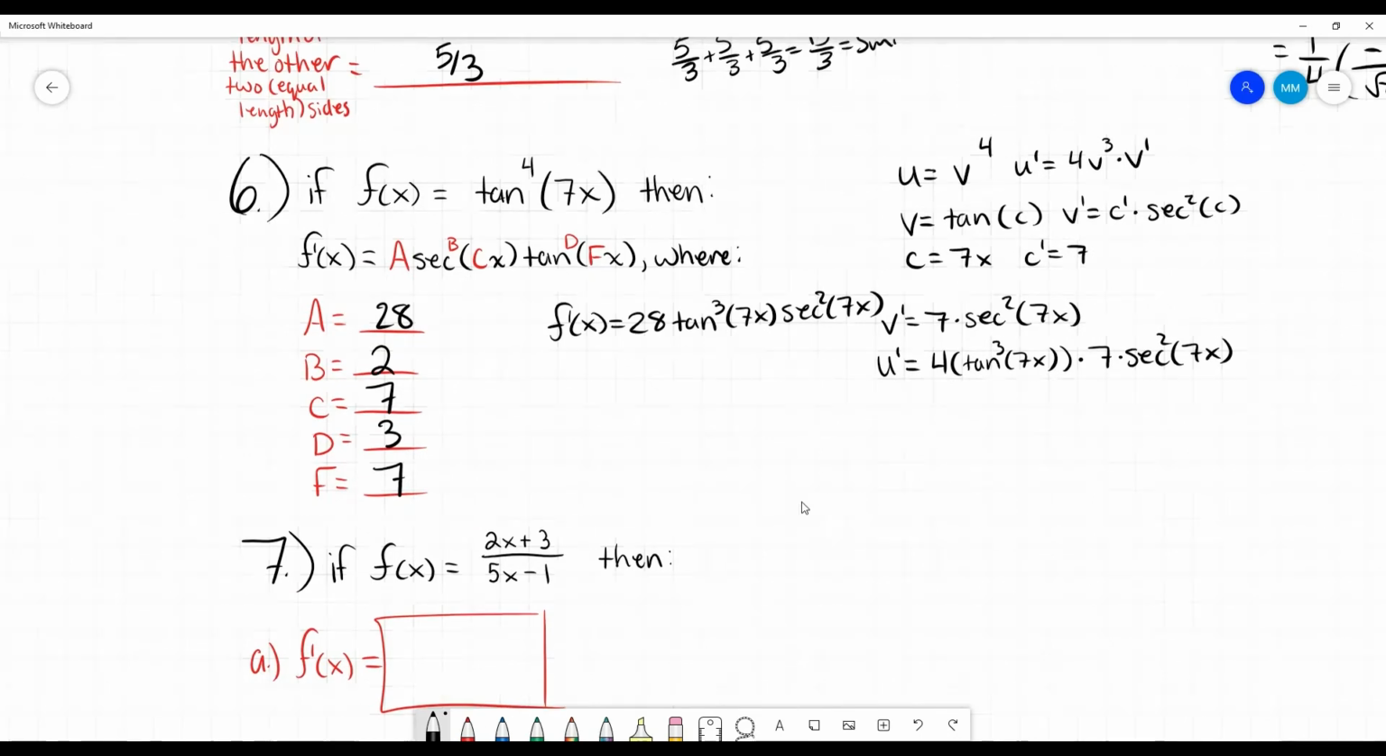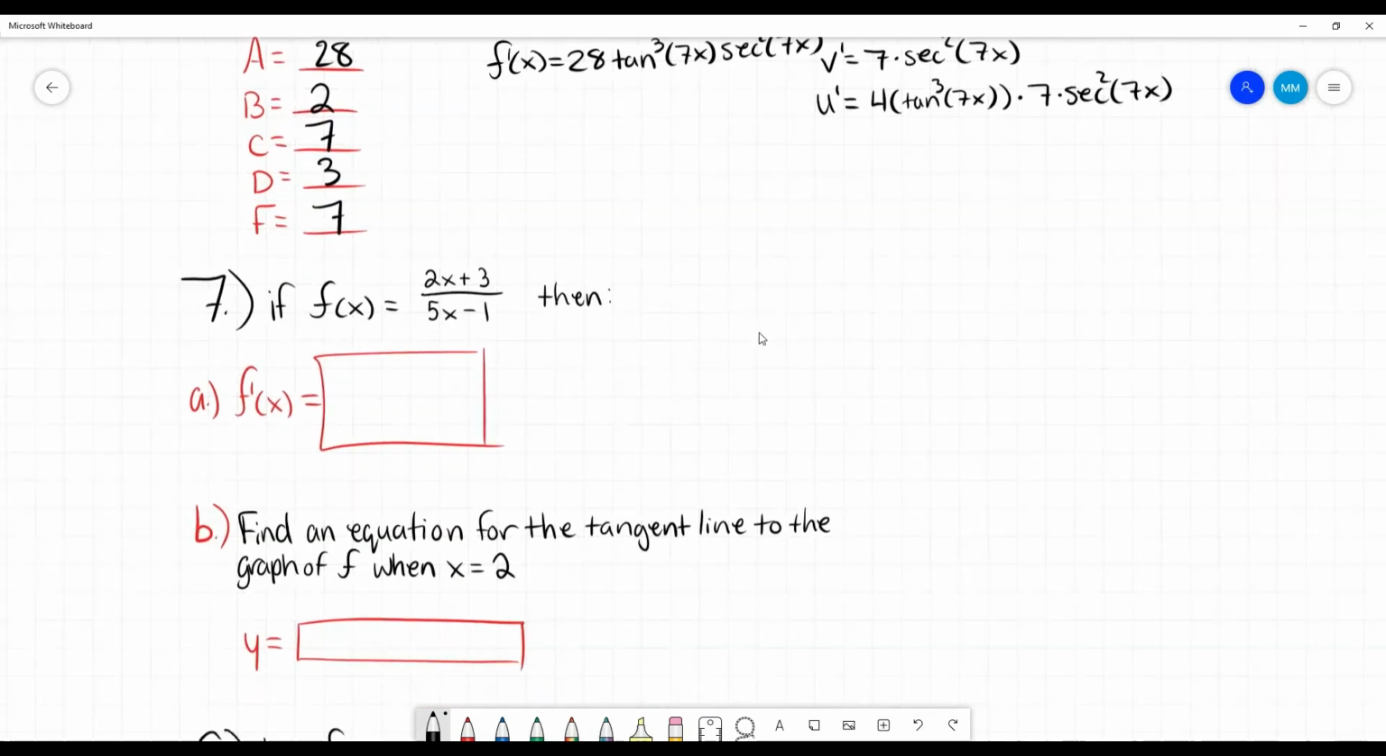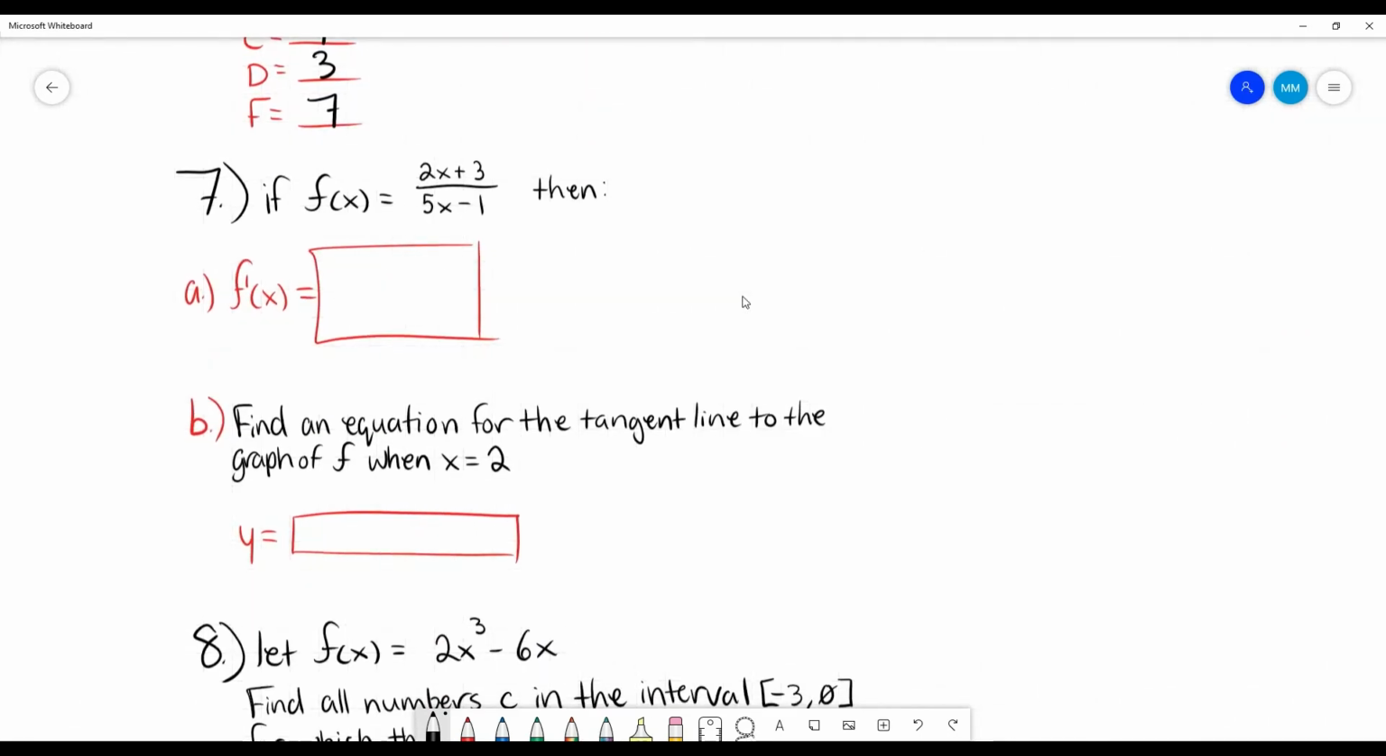And that shouldn't be new, because that should be practice that we're used to. Let's take a look at number 7. This one should also be one that we're pretty used to. So f of x equals this right here. And we want to find the derivative and then find a tangent line equation for it.